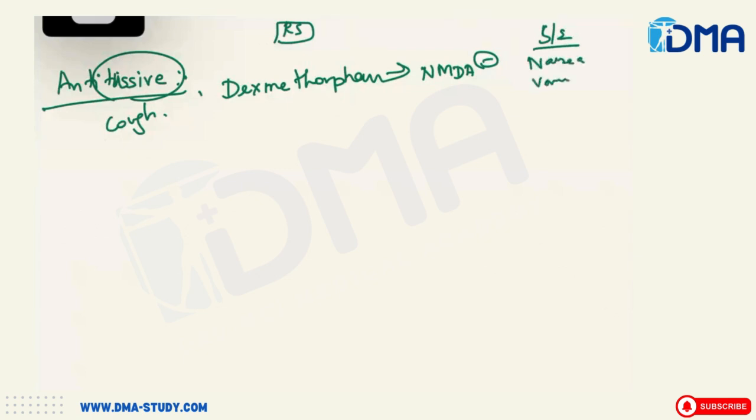Okay, dextromethorphan, which is there in almost all our cough syrups. This dextromethorphan is an NMDA, N-methyl D-aspartate receptor antagonist. Okay, and that's how it causes an antitussive action. The adverse effects of this drug are mainly nausea, vomiting, drowsiness, and sometimes blurred vision.